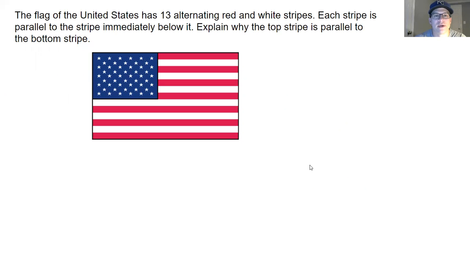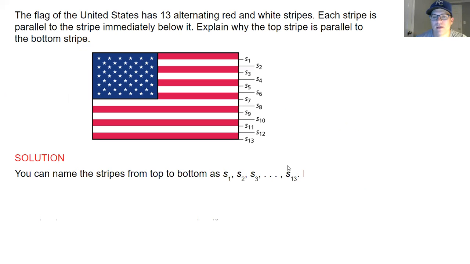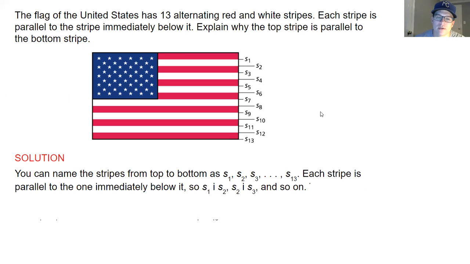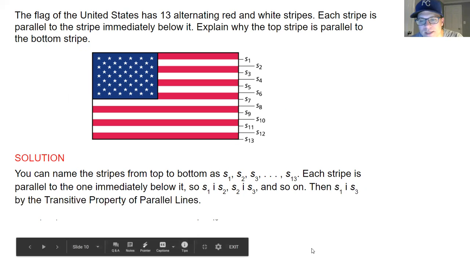So let's look at the flag of the United States. It has 13 alternating red and white stripes. Each stripe is parallel to the stripe immediately below it. Explain why the top stripe is parallel to the bottom stripe. Well, if you label all of those stripes 1 through 13, each stripe is parallel to the one immediately below it. So 1 is parallel to 2, 2 is parallel to 3, 3 is parallel to 4. You can go all the way down the line until you get 12 is parallel to 13.